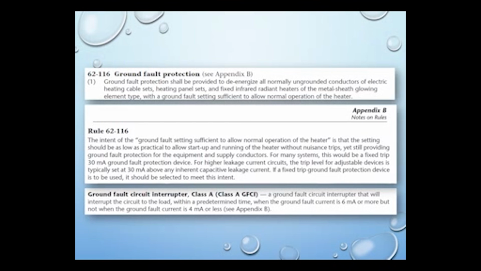Normally, we are installing heat tracing in areas where we would require ground fault protection. Rule 62-116 states that surface heat tracing must be GFCI protected. The GFCI protection is often part of the controlling electronics, but we don't need to have the same type of protection as we have with Class A GFCI devices we would find in our bathrooms. Appendix B states that heat tracing can have a higher trip setting of 30 milliamps compared to the 6 milliamps that we'd have in our regular GFCI circuits inside our houses.